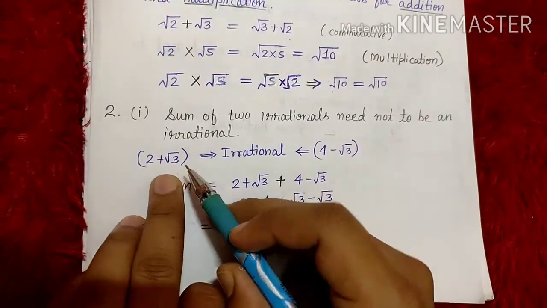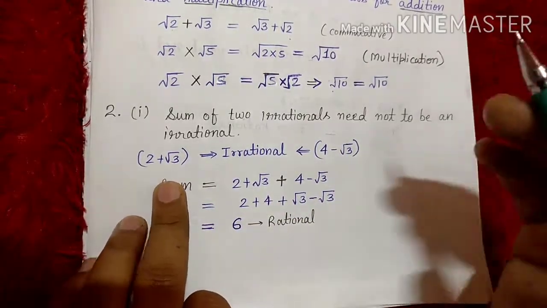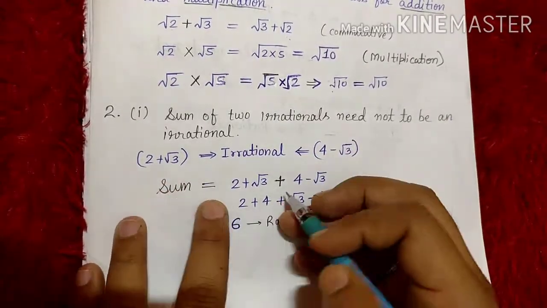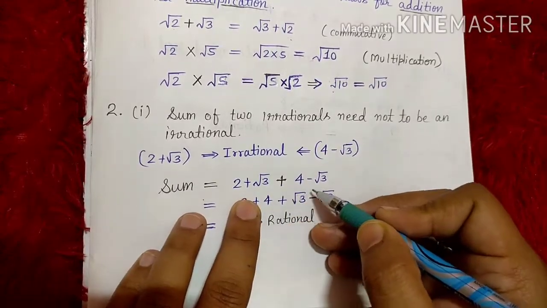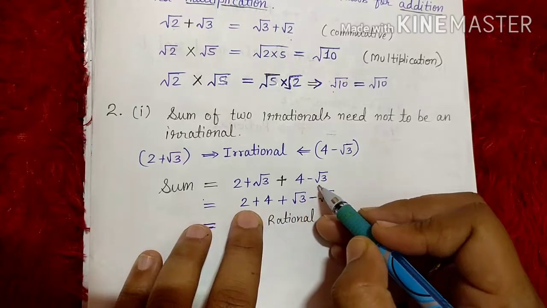2 plus root 3 is an irrational number. Yes. 4 minus root 3 is an irrational number. Of course. Now just add them. We are finding their sum. So 2 plus root 3 plus 4 minus root 3.